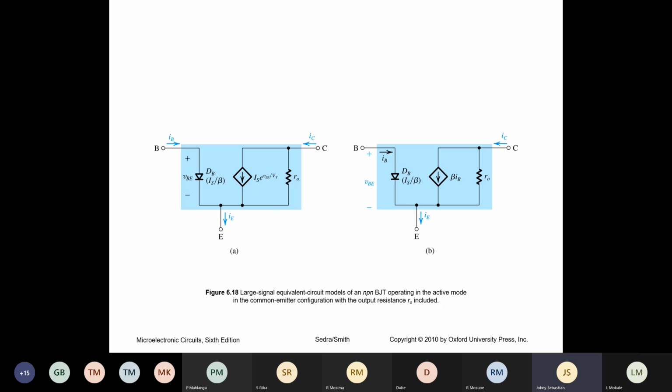Practically speaking, some part of the collector current must be flowing through this. That is the practical effect. But reasonably speaking, the value of this r naught is very high, like 100 kilo ohms. So the effect of this early effect is negligible.